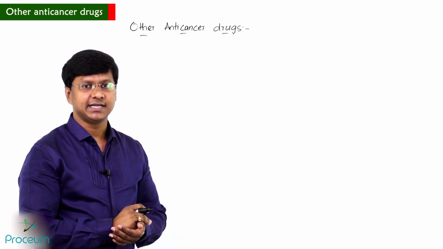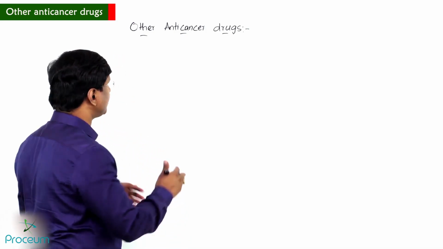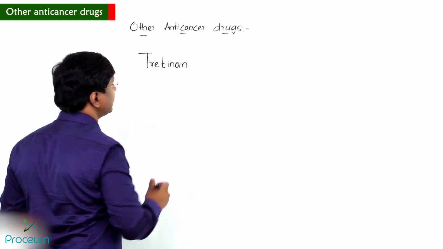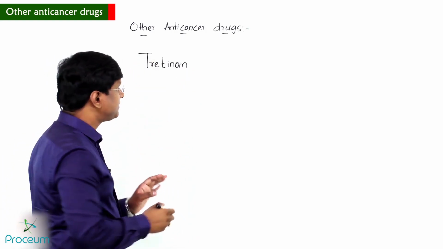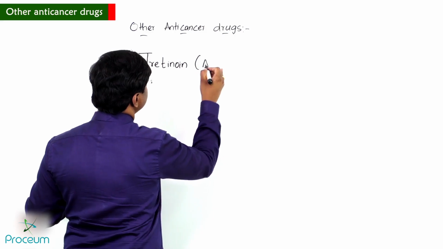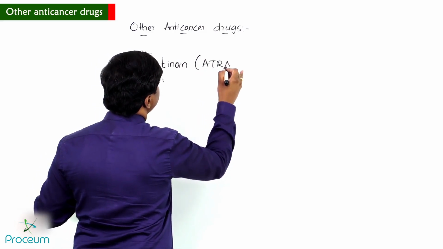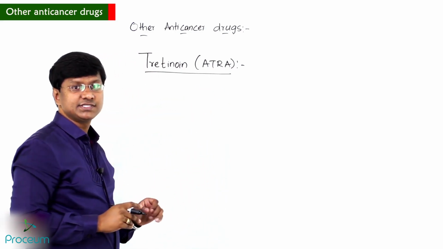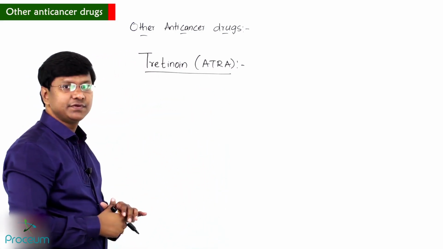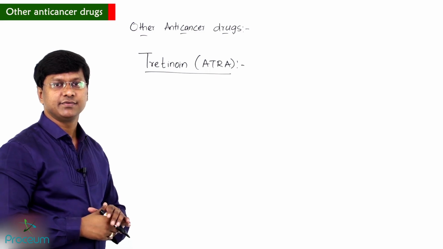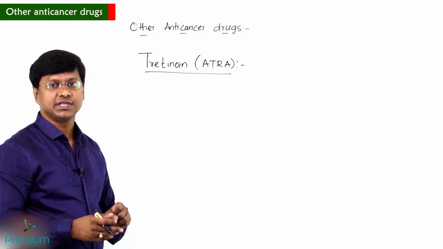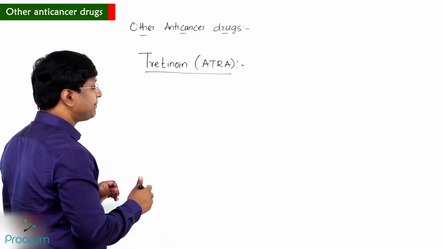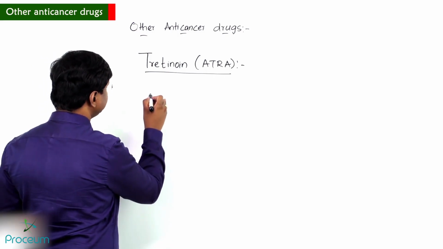Let me tell you another anti-cancer drug, that is tretinoin. This is called all-trans-retinoic acid. Where is this used? This is used in the treatment of acute promyelocytic leukemia.